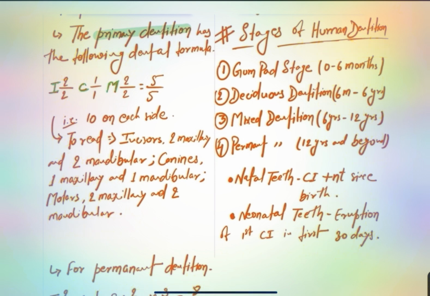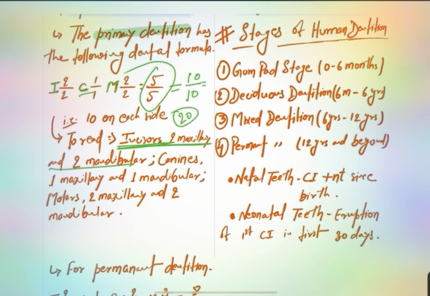So you know that premolars are not in primary dentition. So how will you read it? You will read it as incisors 2 maxillary, 2 mandibular, canine 1 maxillary, 1 mandibular, molars 2 maxillary and 2 mandibular. So overall 5 teeth are there. So this is how in each arch you will see 10 teeth. Overall 20 teeth in a primary dentition. Clear? Okay.